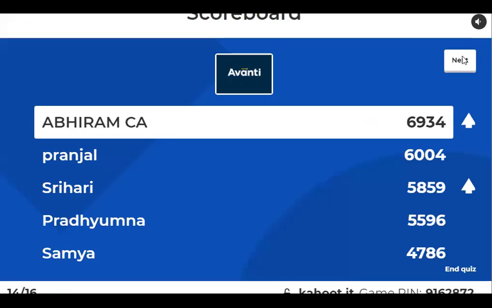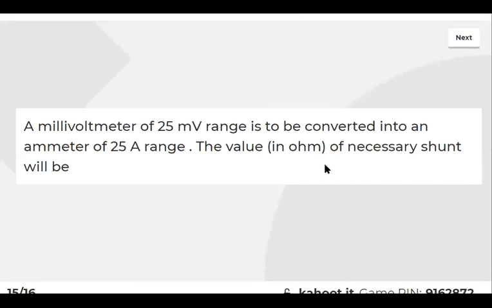Okay. So let us complete this last question. One last question. I guess all of you understood this. Okay, so this is the last question. A millivoltmeter of 25 millivolt range is to be converted into an ammeter of 25 ampere range. Okay, right? The value in ohm of necessary shunt will be. Tell me. Think about it and tell me.